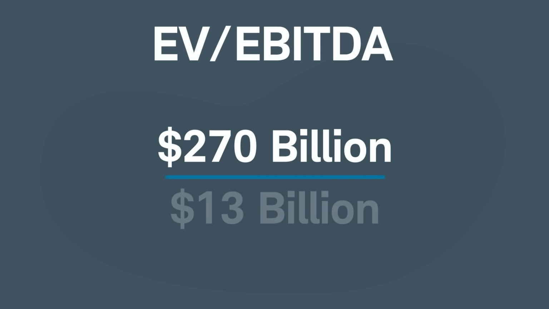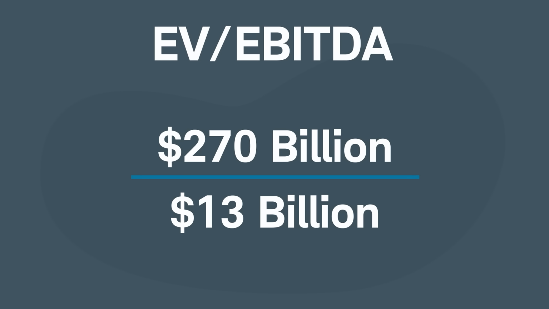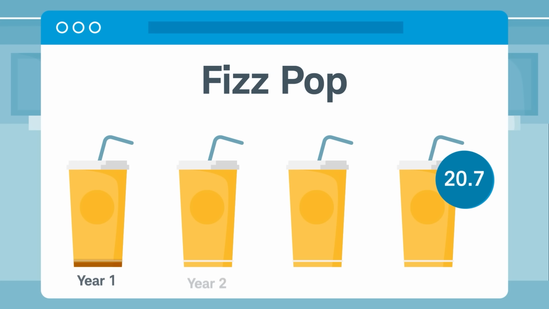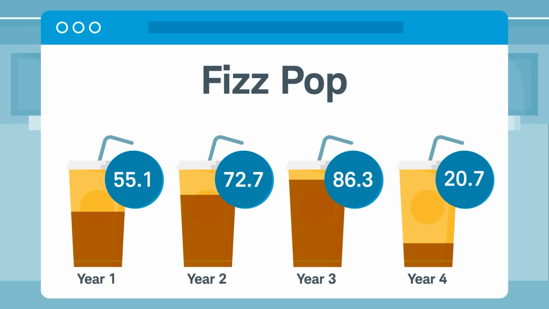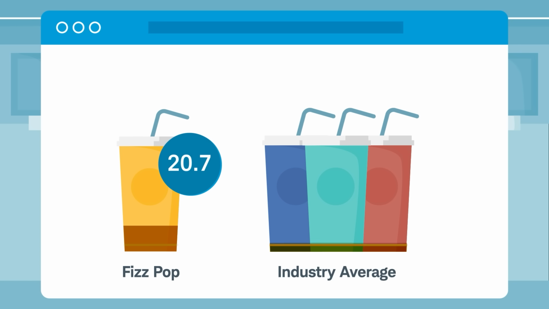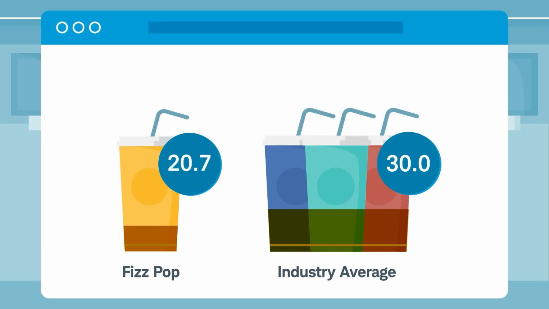Finally, divide the EV of $270 billion by the EBITDA of $13 billion for a ratio of 20.7. However, this number alone doesn't tell us much, but now that we have the ratio, we can compare it to its historical ratios to get a relative sense of the stock's value. So, compared to previous years, some investors may interpret a lower ratio of 20.7 as a sign the company is undervalued and potentially has some pop. We can also compare the ratio to the soft drink industry average of 30.